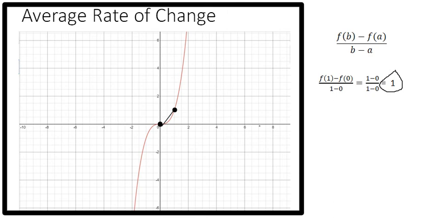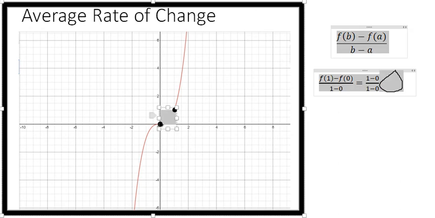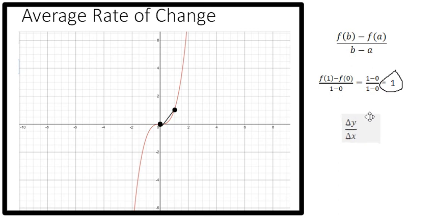So another way that you can calculate average rate of change is by creating a linear line between these 2 points, and then just doing what you always did in middle school and high school, using this change in y over change in x formula. This change in y over change in x is the exact same thing as f of b minus f of a over b minus a.